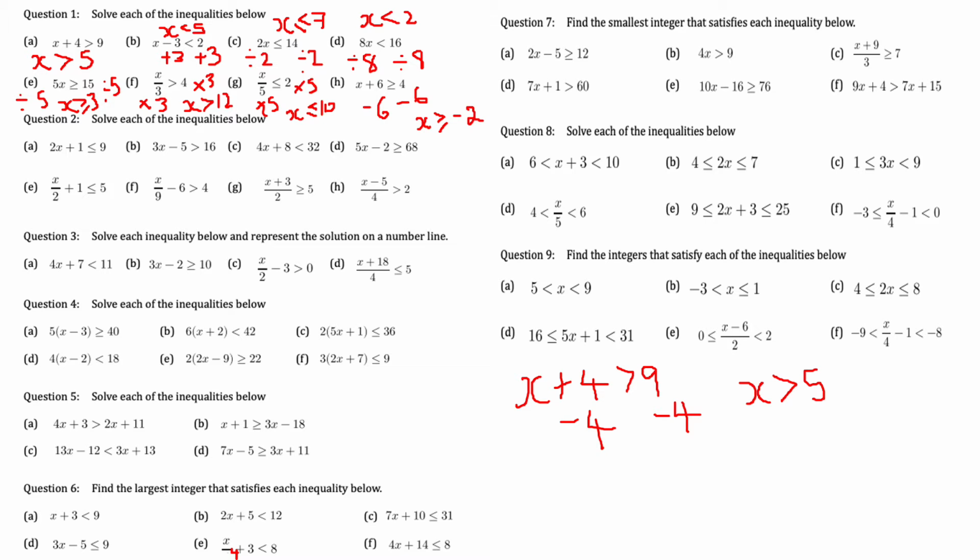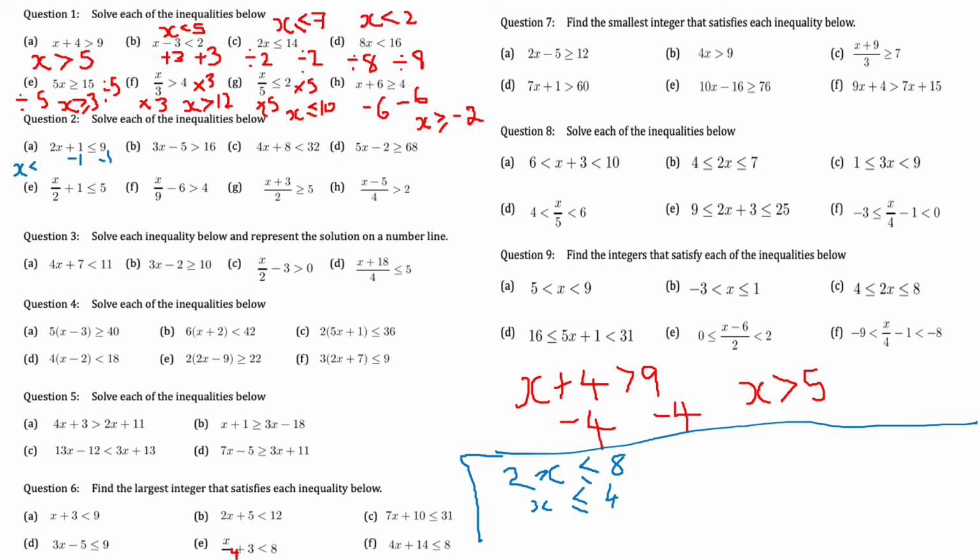This is question number 2, guys. Solve each of the inequalities below. Part A: 2x plus 1 is less than or equal to 9. Minusing 1 on both sides. Let's just work it out here, guys, so we've got a bit more space. Subtracting 1 on both sides gives me 2x is less than or equal to 8. 9 take away 1 is 8. Dividing both sides by 2, I get that x is less than or equal to 4. So for part A, the answer is x is less than or equal to 4, guys.